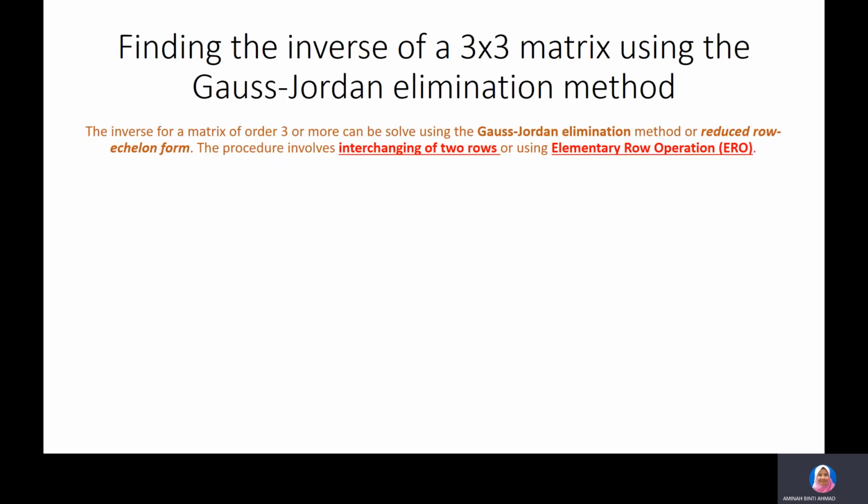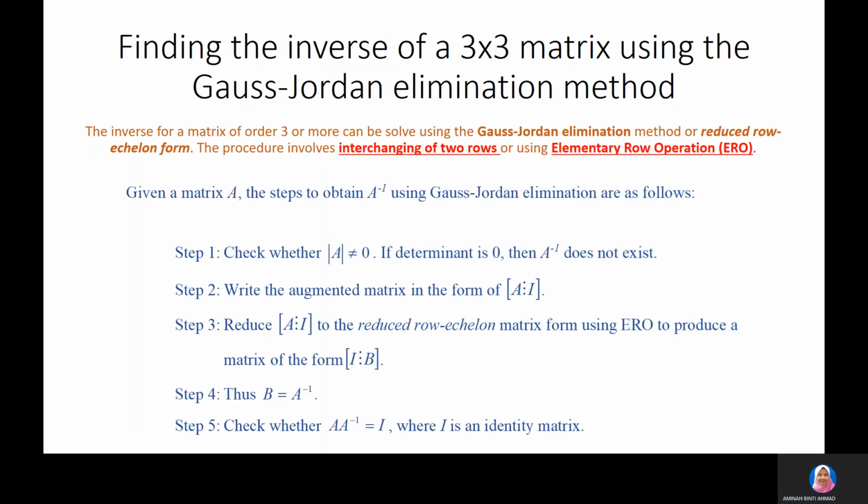The inverse for a matrix of order 3 or more can be solved using the Gauss-Jordan elimination method or reduced row echelon form. The procedure involves interchanging two rows or using elementary row operations. Given a matrix A, the steps to obtain the inverse of A using Gauss-Jordan elimination are as follows.